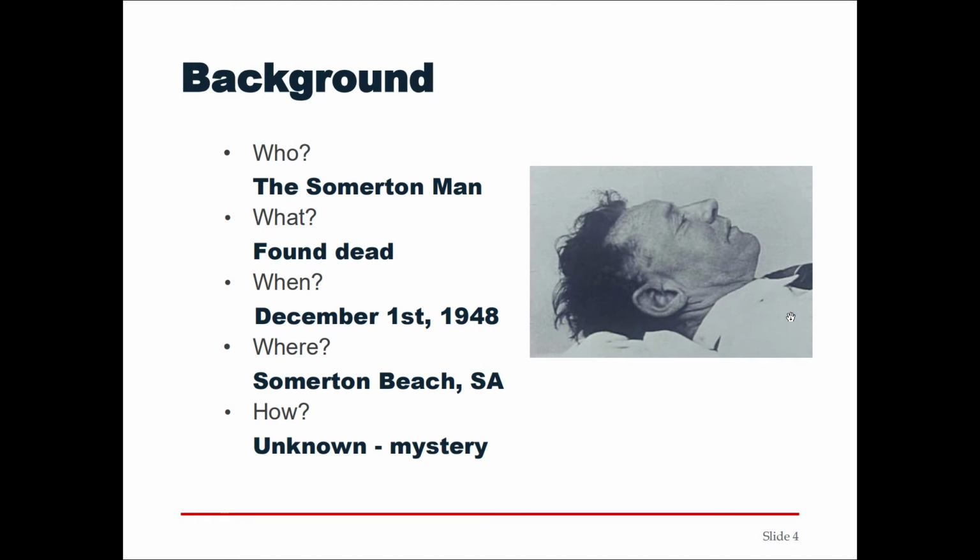On December 1st, 1948, a man was found mysteriously dead on Somerton Beach, Adelaide, South Australia. His identity remains unknown to this day, and the case has been classified as one of Australia's biggest unsolved mysteries. Our project aims to investigate the Somerton Man's DNA with other sample DNA files via computer techniques and biological engineering methods.